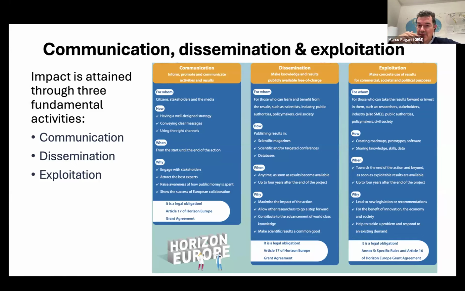In our case, for example, at GEM, we do that regularly because in particular, when we develop code, we publish that on GitHub. But again, there's a number of strategies that can be put in place in order to make sure that exploitation is implemented to the maximum of its possibilities within a project.